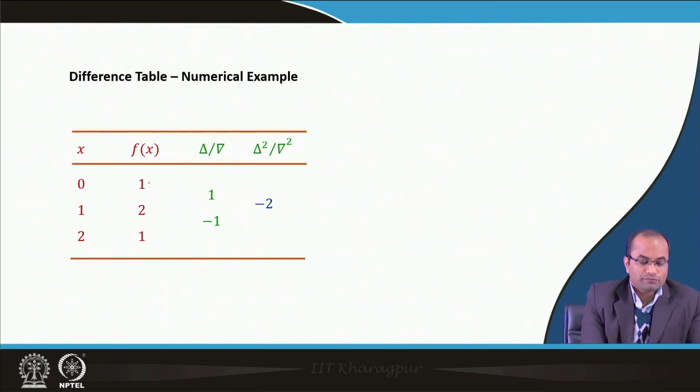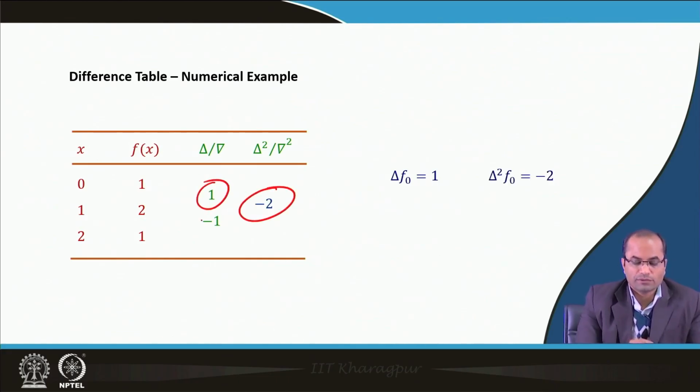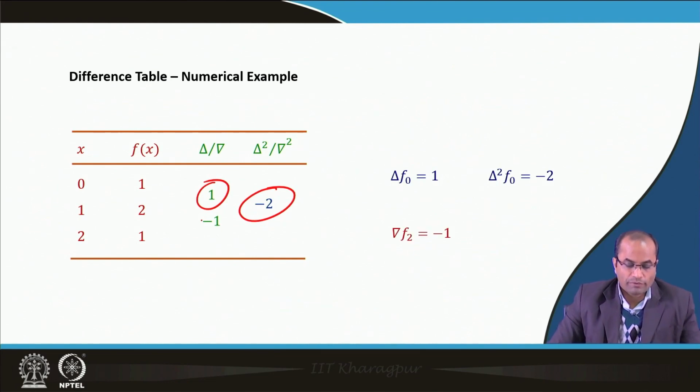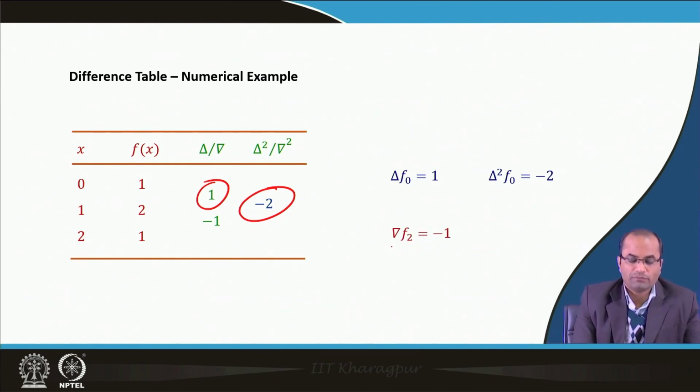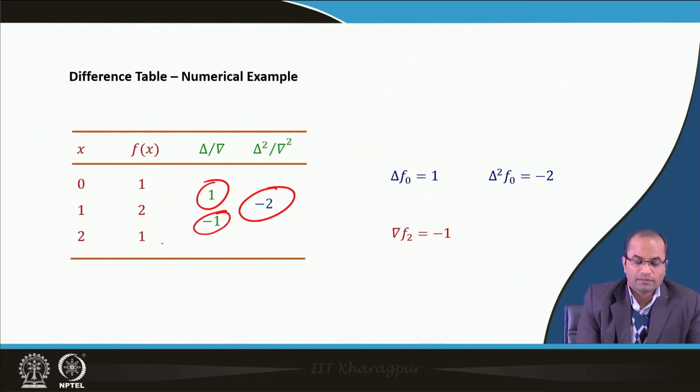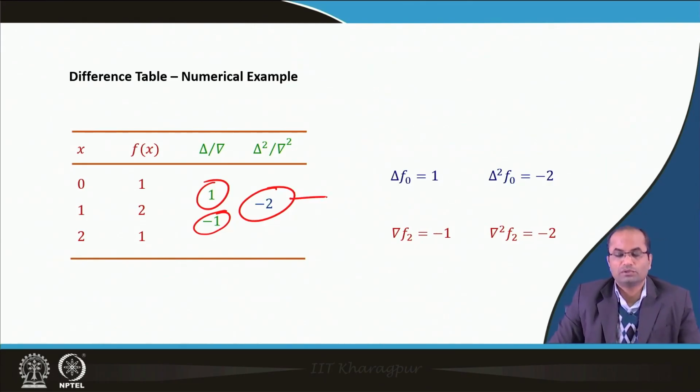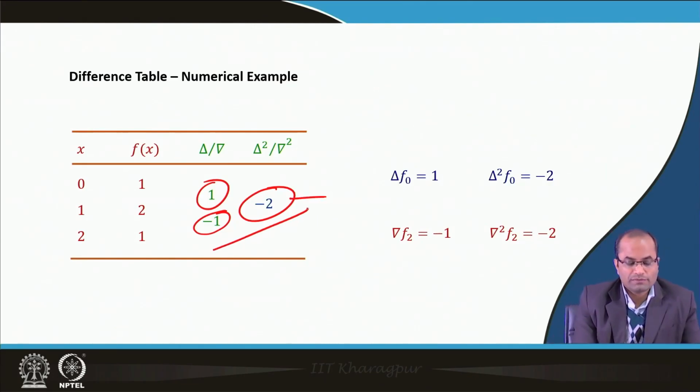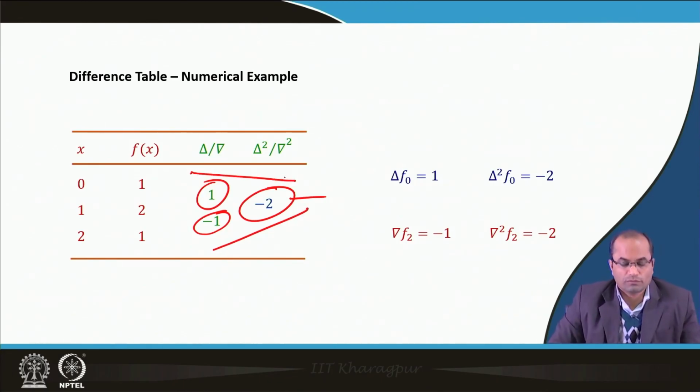When we want the forward difference operator, that means delta f0, that 1 will be the value, and delta 2 f0, that will be the value. When we are talking about the backward operator, backward delta f2 will be this one, and the second order backward operator on f2 will be this minus 2. So we can use these values for the backward and those upper values for the forward operators.